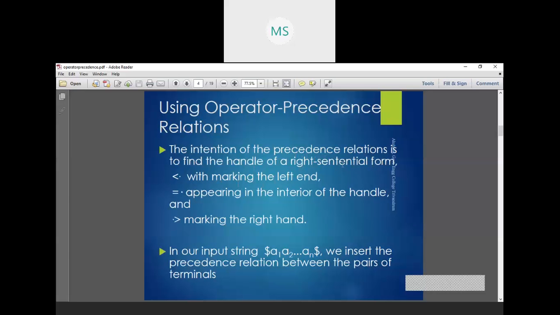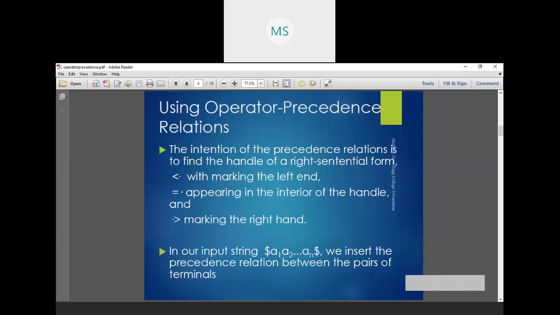I want to end up with the root symbol, because bottom-up parsing works by replacing the body of a production with the head of the production. Finally, I want to get the root symbol. For that, I have to find a handle. To find the handle, in each step I replace the body of a production, and each step gives a right sentential form. For that purpose, we use this operator precedence relation.